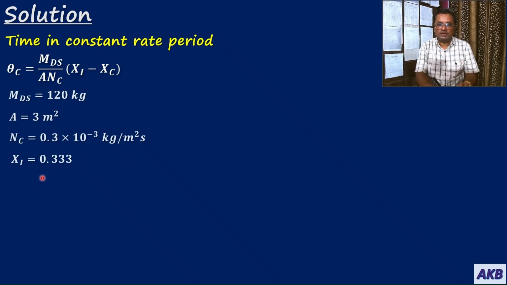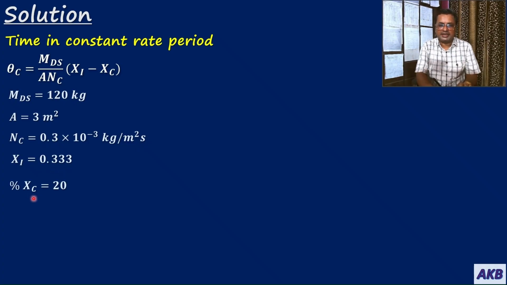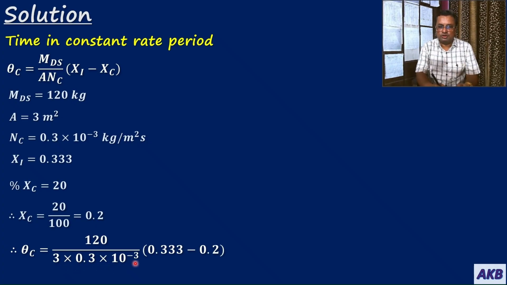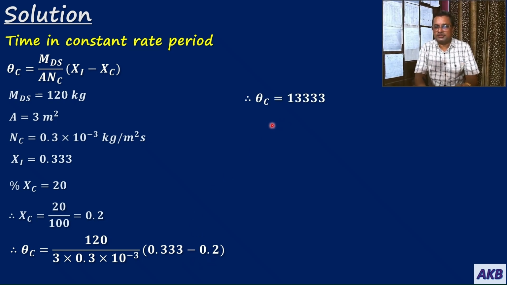Xi, capital Xi, we got it earlier, it is 0.333. Then percentage xc, it is 20. So therefore xc will be 20 by 100, which is 0.2. So therefore theta c is 120 divided by 3 into 0.3 into 10 to the power minus 3 into 0.333 minus 0.2. And that gives us theta c as 13333.33 into this difference is 0.133.